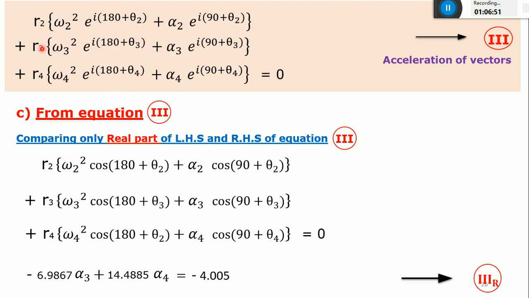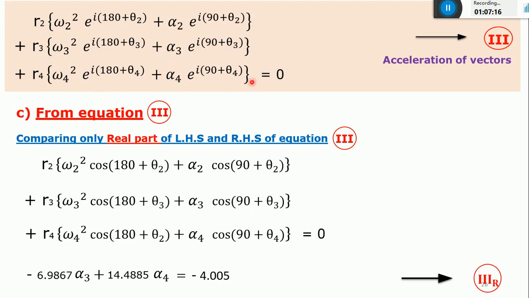Yeah. So just keep R3 as it is. What is the real part of this equation? That is omega 3 square as it is. This will be cos(180 + theta 3) + i sin(180 + theta 3). But I want the real part. It becomes cos(180 + theta 3). Omega 3 square is as it is. It is a constant. Similarly, the real part of this one is cos(90 + theta 3), with alpha 3 as it is.